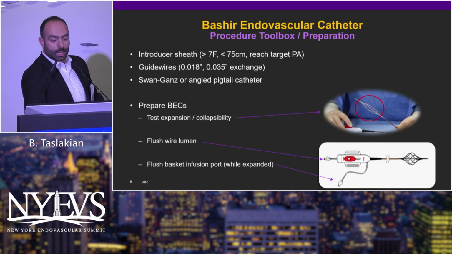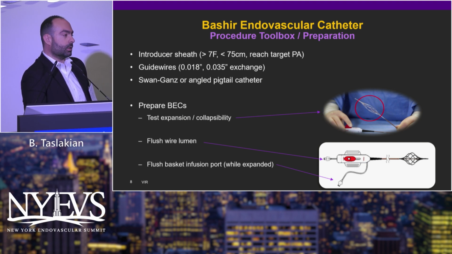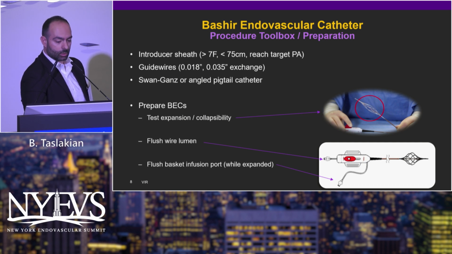So how do we use the catheter, basically? You need always to think about your procedural toolbox before starting the intervention. This is how I always think about any intervention: do I have the equipment and the expertise to do it? Because it's a 7 French catheter, you're going to need an introducer sheath of 7 or bigger French. It has to be less than 75 centimeters, and also it has to be long enough to reach the target pulmonary artery, because you're introducing the catheter over an 018 wire, and then you're going to basically unsheath the tip and expand the tip, or the basket, at the end of the catheter.